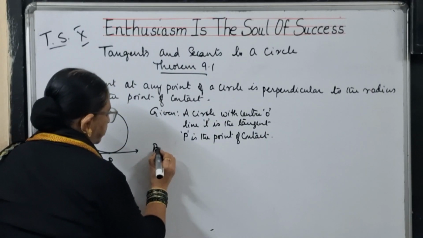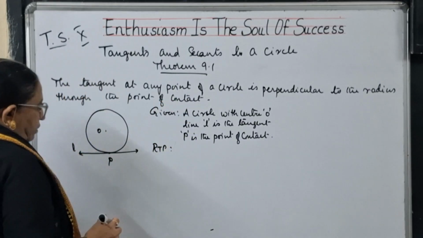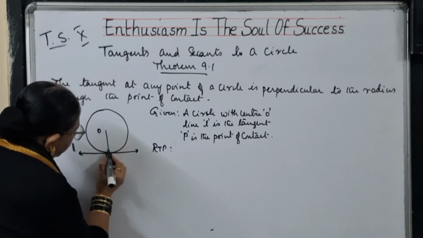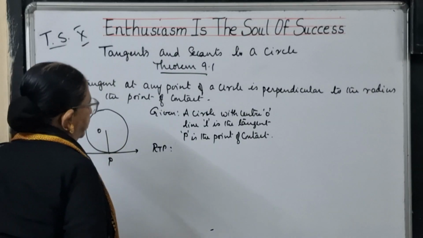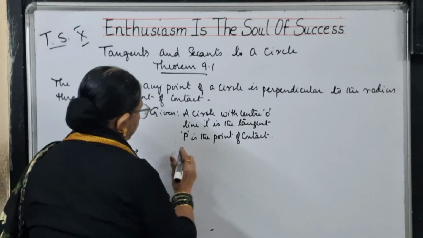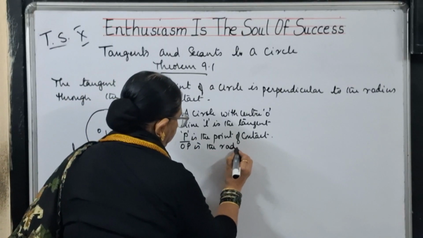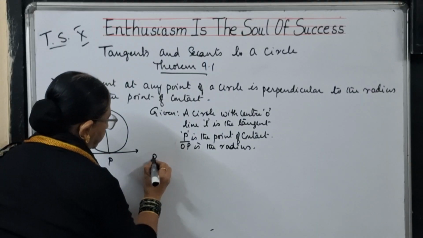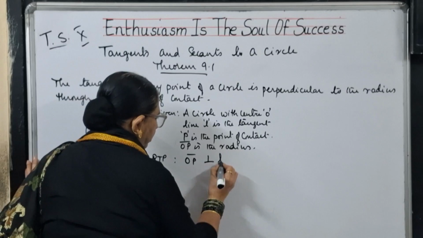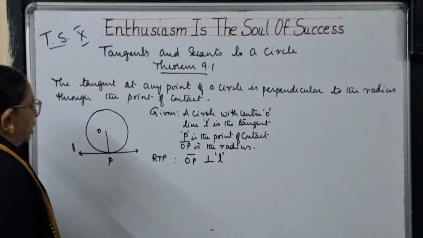Now what is RTP, required to prove? You have to prove that the tangent at any point of a circle is perpendicular to the radius. So OP is the radius and P is the point of contact, and let me write even that. OP is the radius. Even that is given here. Now what is RTP? RTP is OP is perpendicular to line L. You should prove that OP is perpendicular to line L.